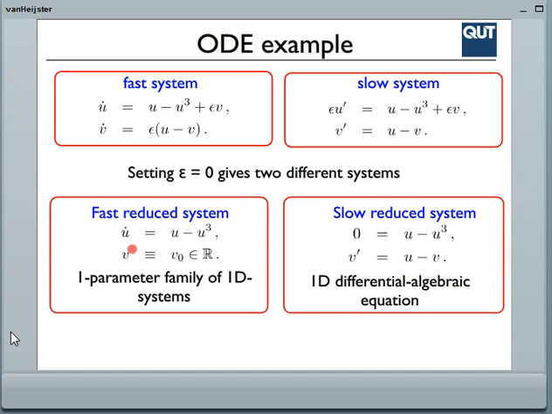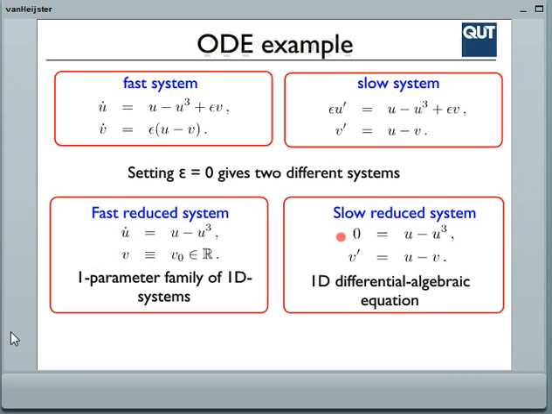And p is constant, because the derivative of p is 0. This is, let's say, a one parameter family. So for every p naught, we have the same ODE.